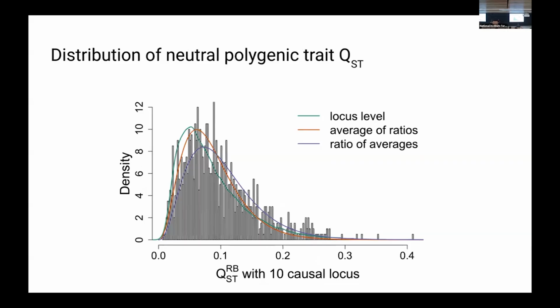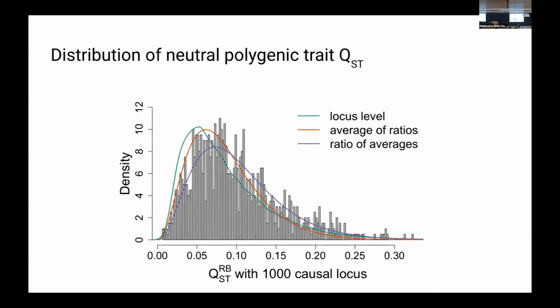But things change when we are looking at polygenic traits. When traits become highly polygenic, the expected QST values do not change with the number of causal loci involved in a trait, but the distribution does. So when we increase the number of causal loci from 10 to 100, then to 1,000, the distribution of QST moves to the right, and now it is a better match to the Lewontin-Krakauer distribution parameterized by the ratio of averages FST.